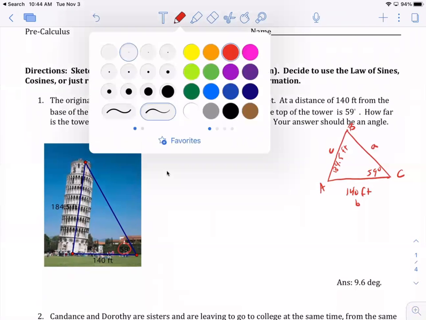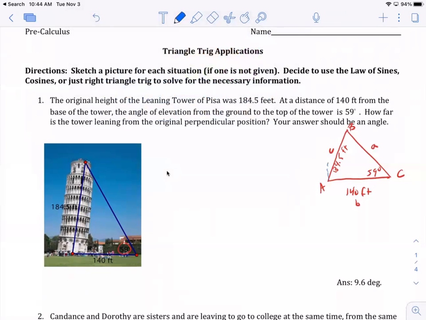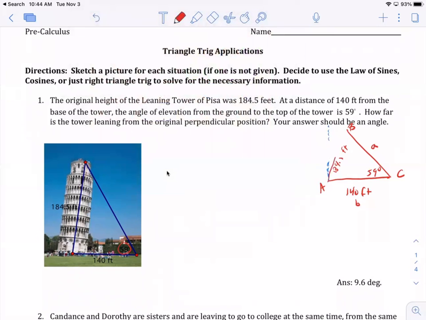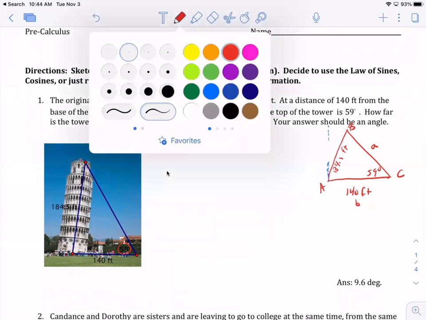Okay, so I'm actually going to draw in the vertical line, the perpendicular, where the tower should be if it weren't leaning. And so the angle we really need to know, actually, I'm going to move my C because that's in the way. Yeah, that's in the way a little bit. Now I've got to redraw my line. Okay, and I'll redraw this line.